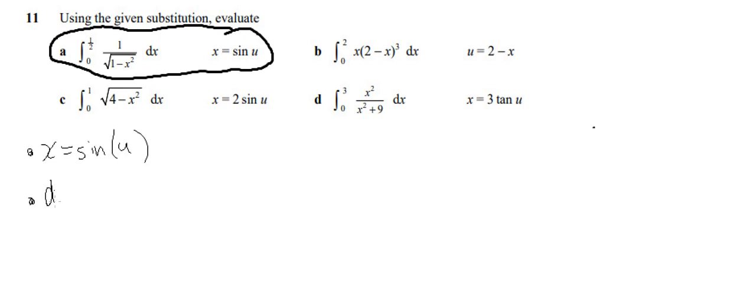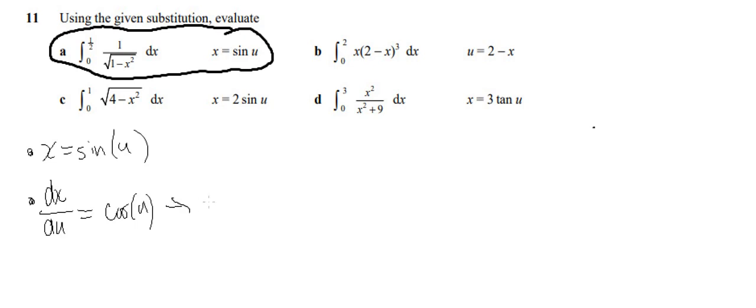Next thing we need to do, we need to do dx by du. Remember, basically, x is our function, and it's in terms of the variable u. So we're differentiating x with respect to u. Okay, so if we do that, that's nice and easy. We just get cos u.